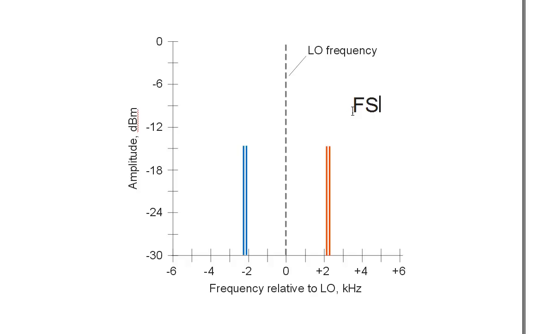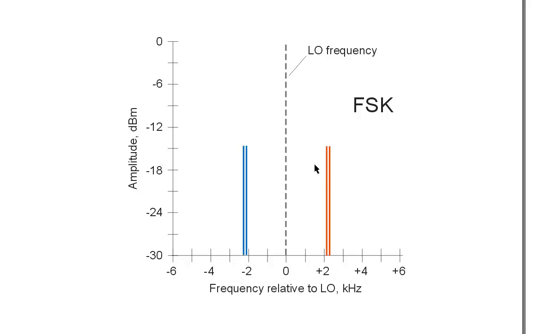FSK, as you remember, is a signal that has a mark at one frequency and a space at a slightly different frequency. Remember, with a direct conversion receiver, what we get is a beat frequency between the actual signal carrier, which in this case are shown by these two double vertical lines, and the local oscillator frequency.